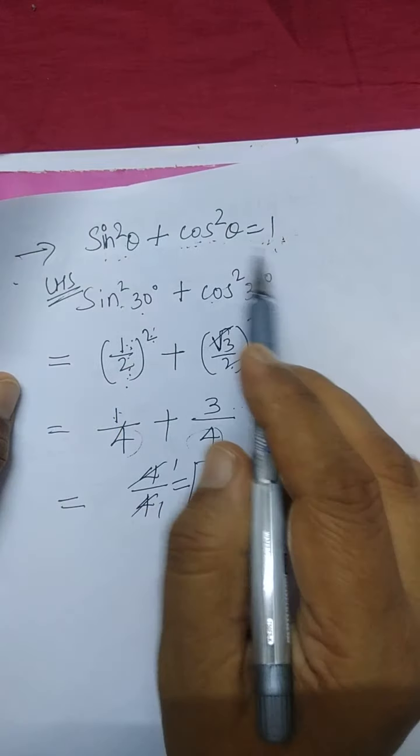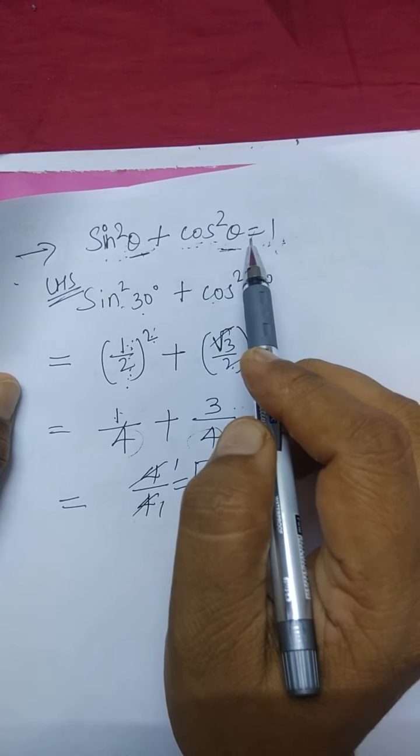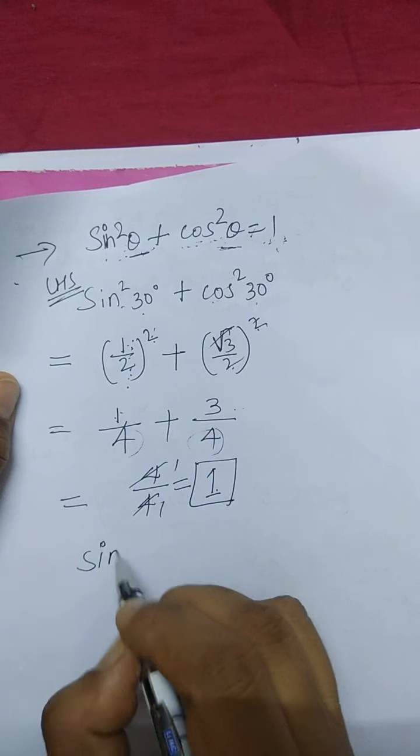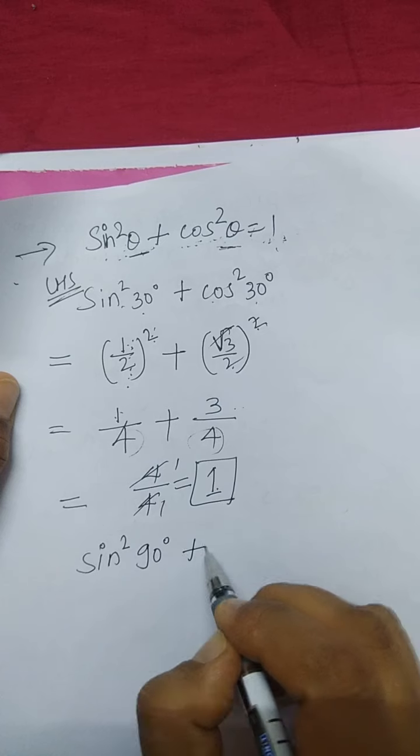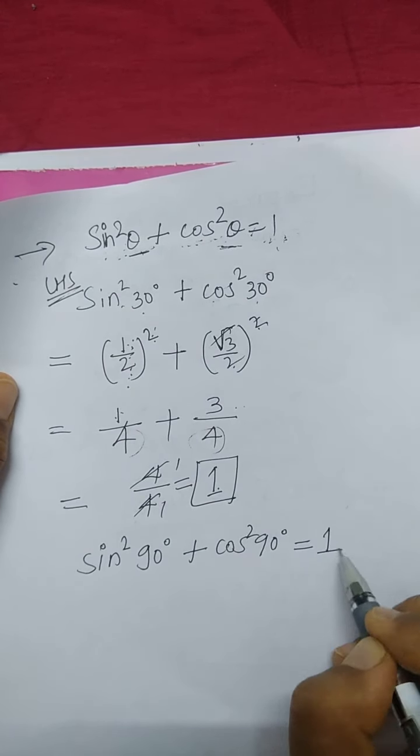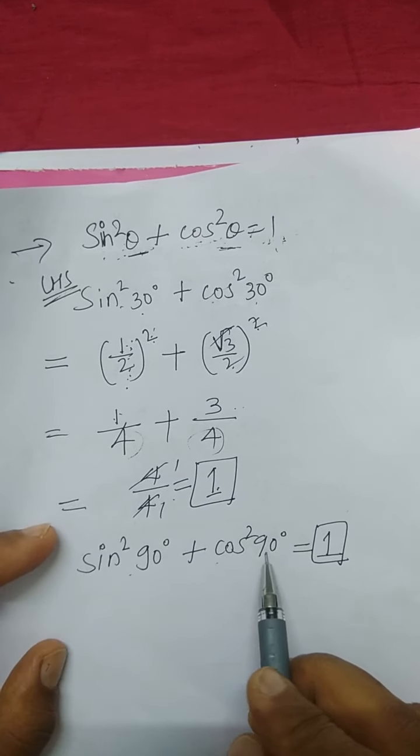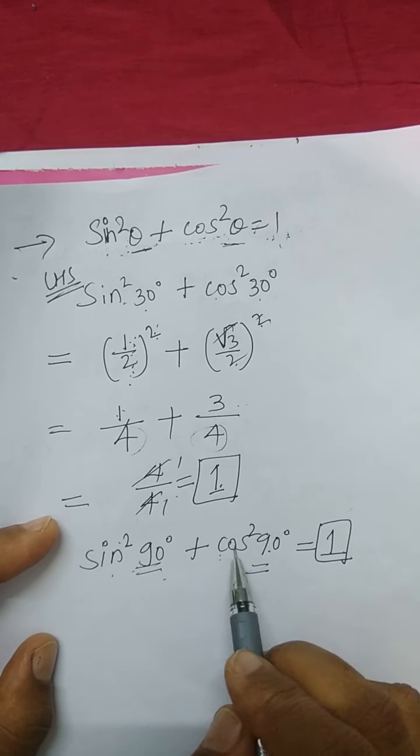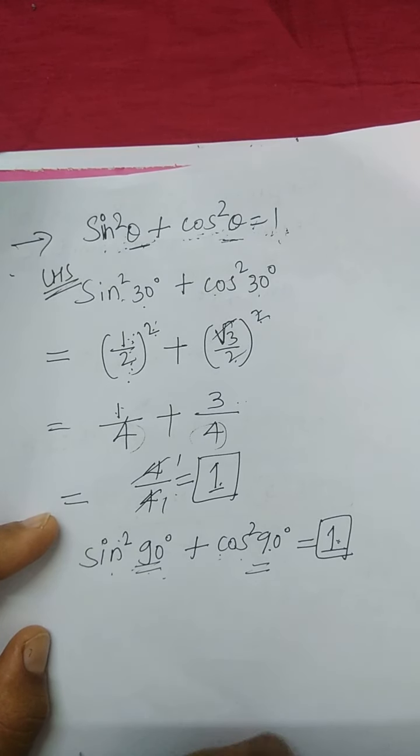This is possible only when the angle is the same. You can't write 30 degree here and 60 degree there. Take care of this: the angle is the same. Suppose in the exam you get the question sin square 90 degree plus cos square 90 degree. What will be the answer? 1, because according to the identity we have proved, we need not calculate it again. When these two angles are the same, then sin square and cos square both will be equal to 1.